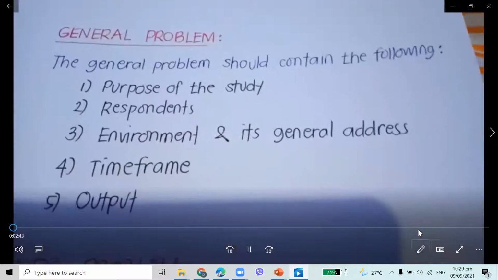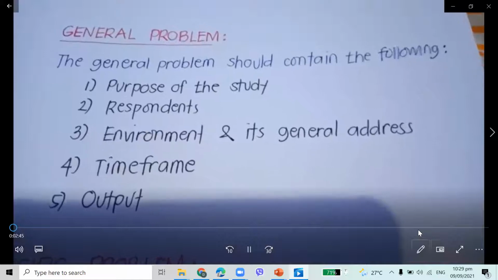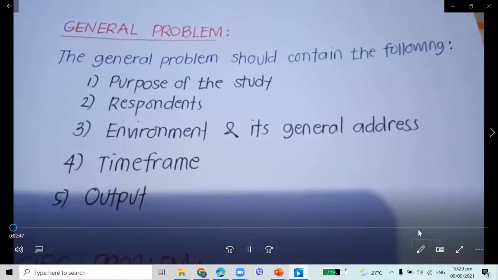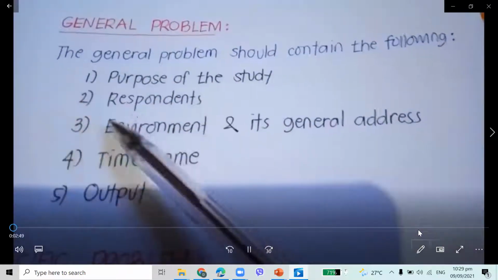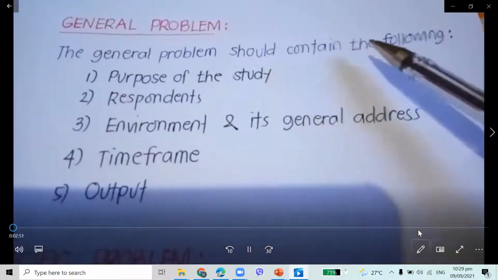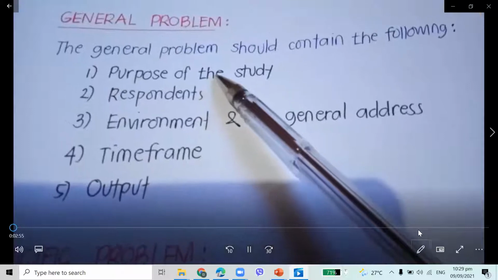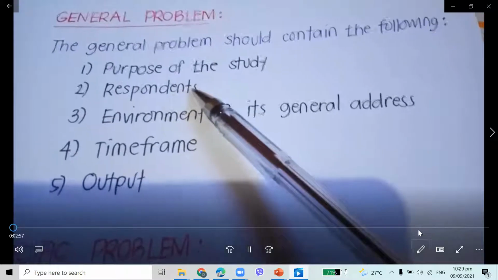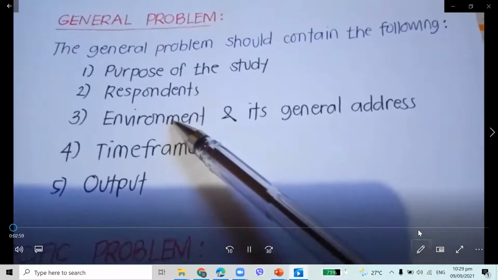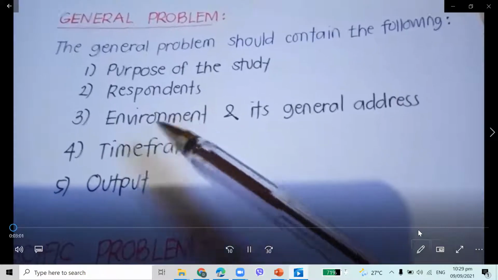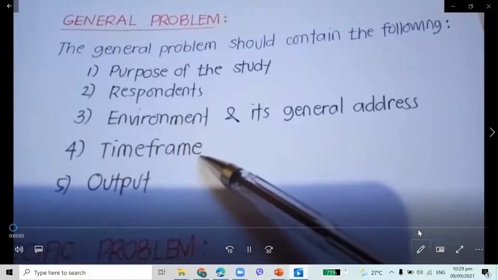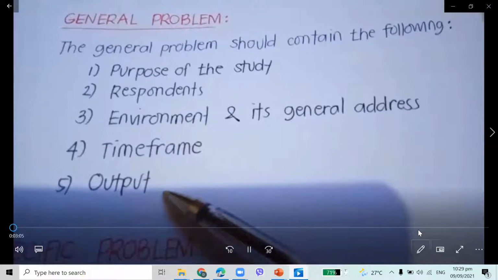So how do we create a general statement of the problem then? What are its inclusions? Well, the general problem should contain the following. First, we have the purpose of the study. Second, we have the respondents. Third, we have the environment as its general address. Fourth, we have the time frame. And finally, we have the output.